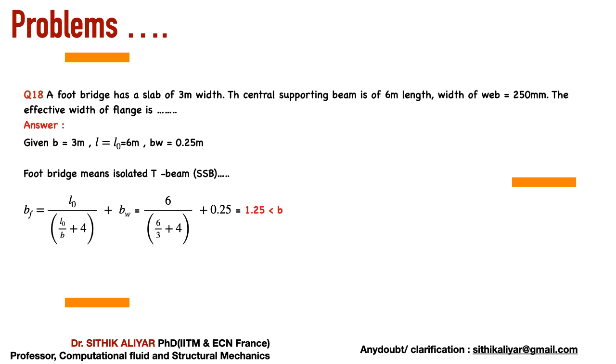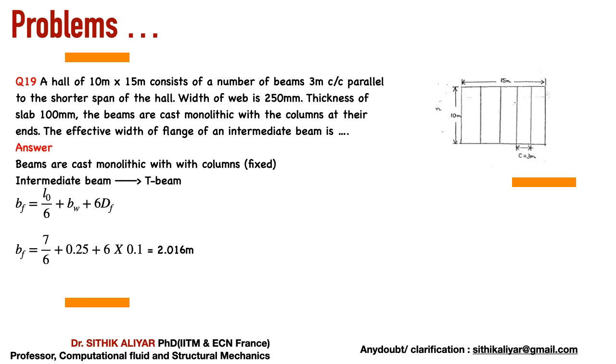I will show you in the further problems how much extra moment it can take, so that the design of our buildings becomes economical. So next question, you see this hall of 10 meter by 15 meter. It is given a hall of 10 meter and 15 meter, consisting of a number of beams. It is 3 meter center to center, so it is parallel to the short span of the hall. The figure is on the right side, you can see.